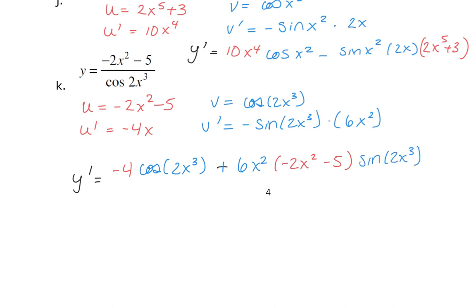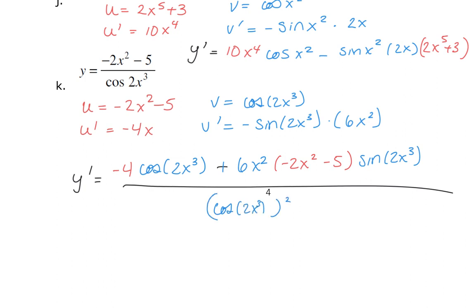And the only reason I broke that up is so that you can see that I am making sure that I have parentheses in the right places and I have the multiplication correct. Remember about multiplication being correct. And then it's going to be over my denominator squared, which is the cosine of 2x cubed, the whole thing squared.